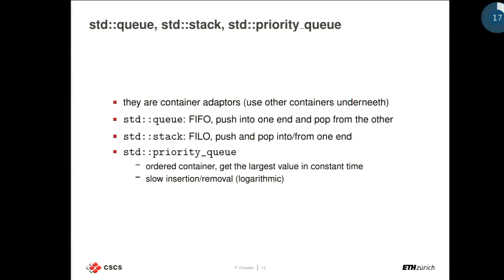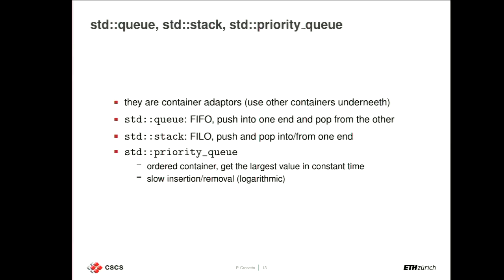So there are other containers like queue, stack, and priority queue, which are container adapters. It means that they have a template parameter in which you specify another container. So they're just implemented using other containers, and you can choose which container you want to use based on your application. So std::queue implements the first in, first out policy. So you push into one end and pull from the other end. Stack is last in, first out. And priority queue is an ordered container where you get the largest value in constant time.